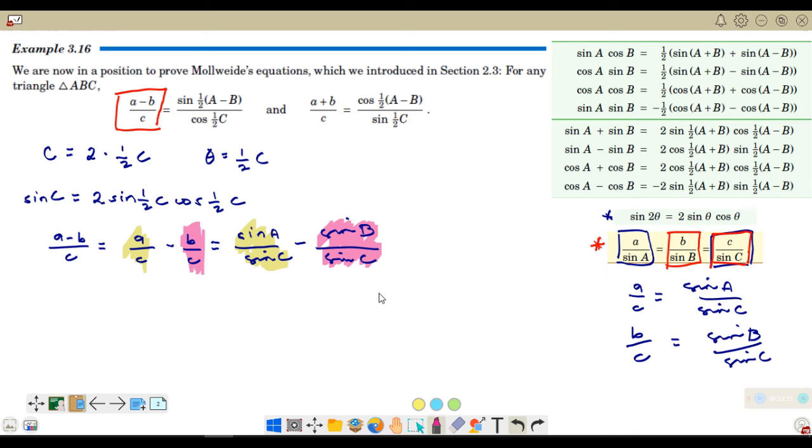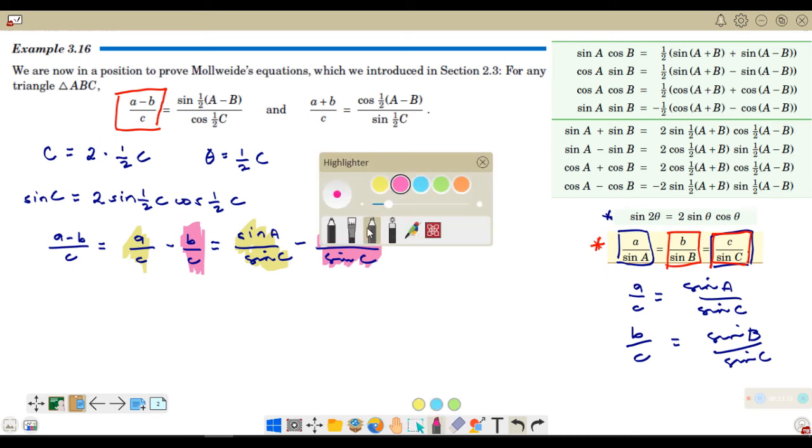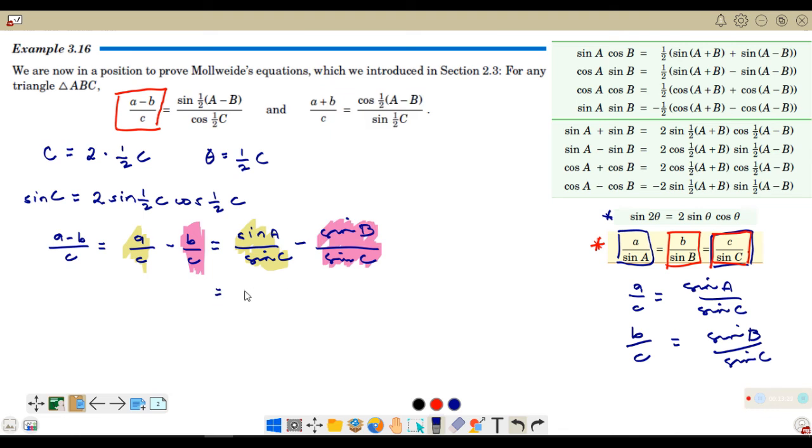Okay. Now, let's continue with our solution. We can now write this as sine A minus sine B over, common naman yung denominator nila, so we are going to write here sine C. Simplify natin. Using our table for the other identities, we have sine A minus sine B equal to 2 cosine 1/2 (A plus B) sine 1/2 (A minus B). Right? So, let's substitute.